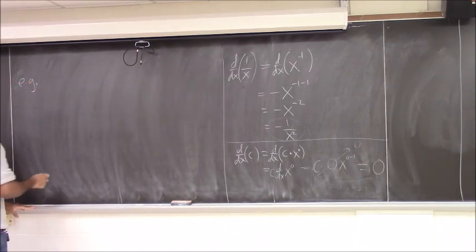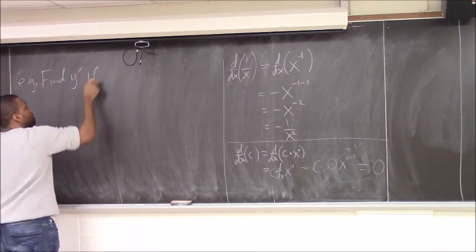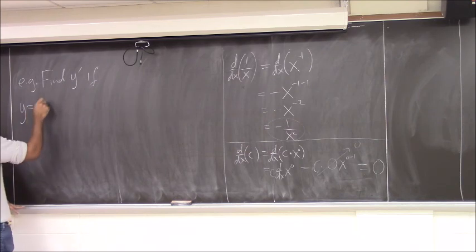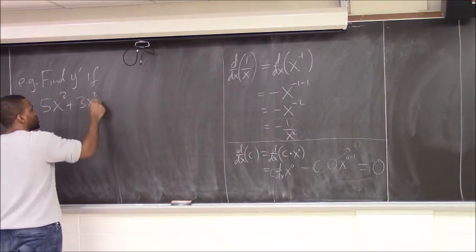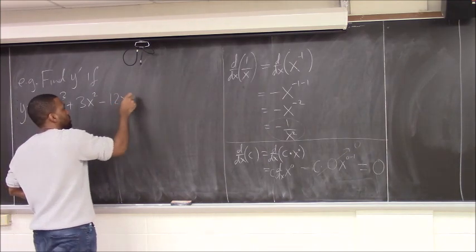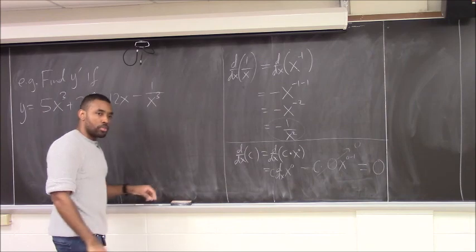Let's do another example. Find y prime if y is equal to x cubed plus 3x squared plus 12x minus 1 over x cubed. We're going to find the derivative of that guy.